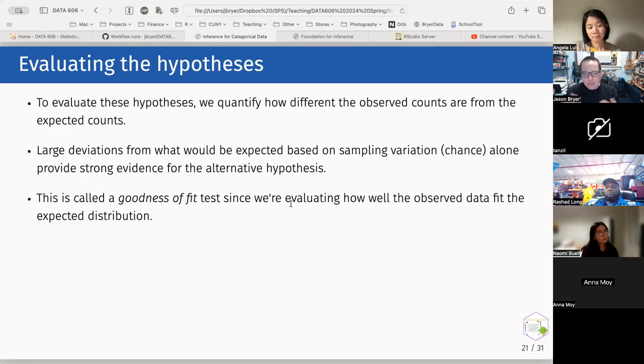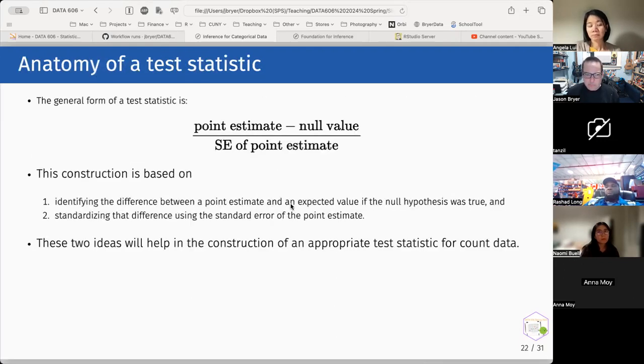Right. And so to evaluate, we quantify these counts. Large deviations from what would be expected based on the sampling variation, chance alone, could provide evidence for the alternative hypothesis. So this is all called a goodness of fit test. So let's break this down.